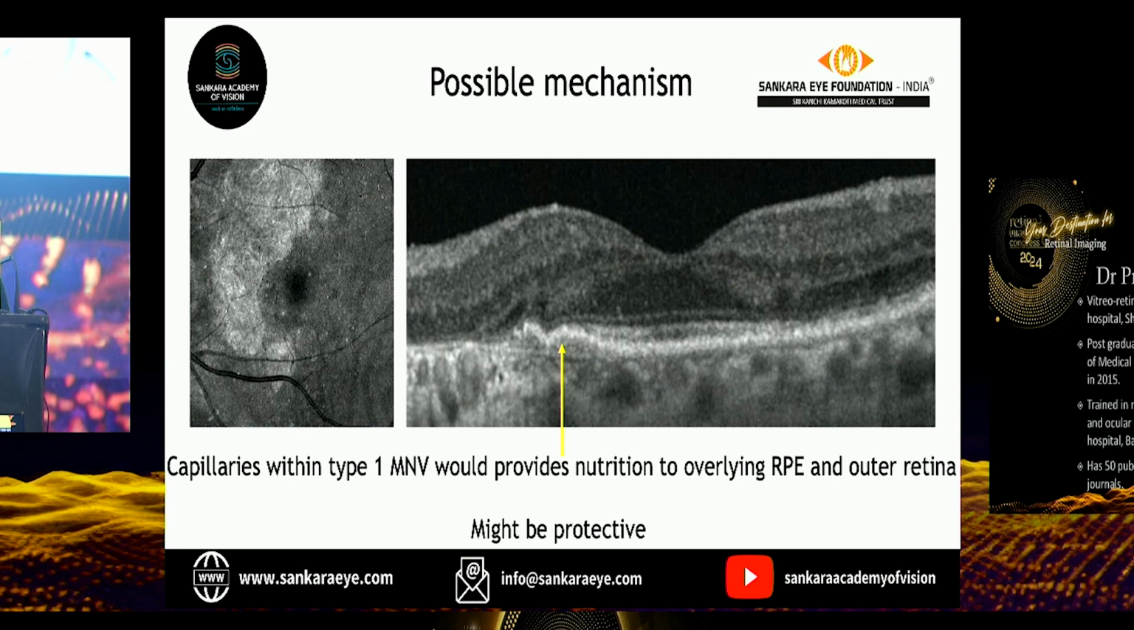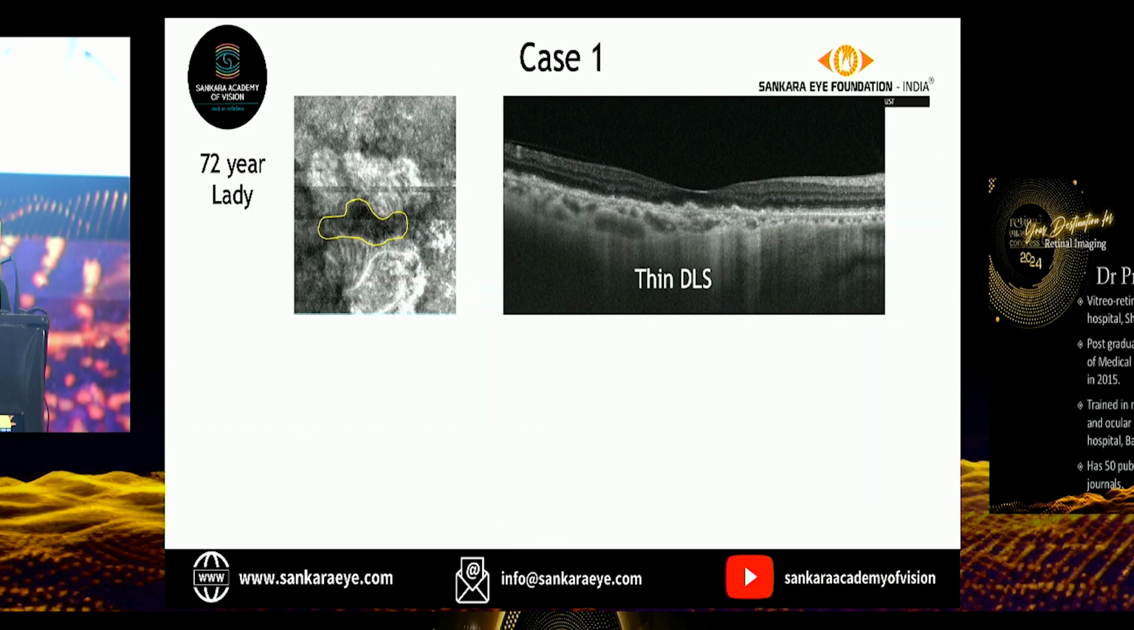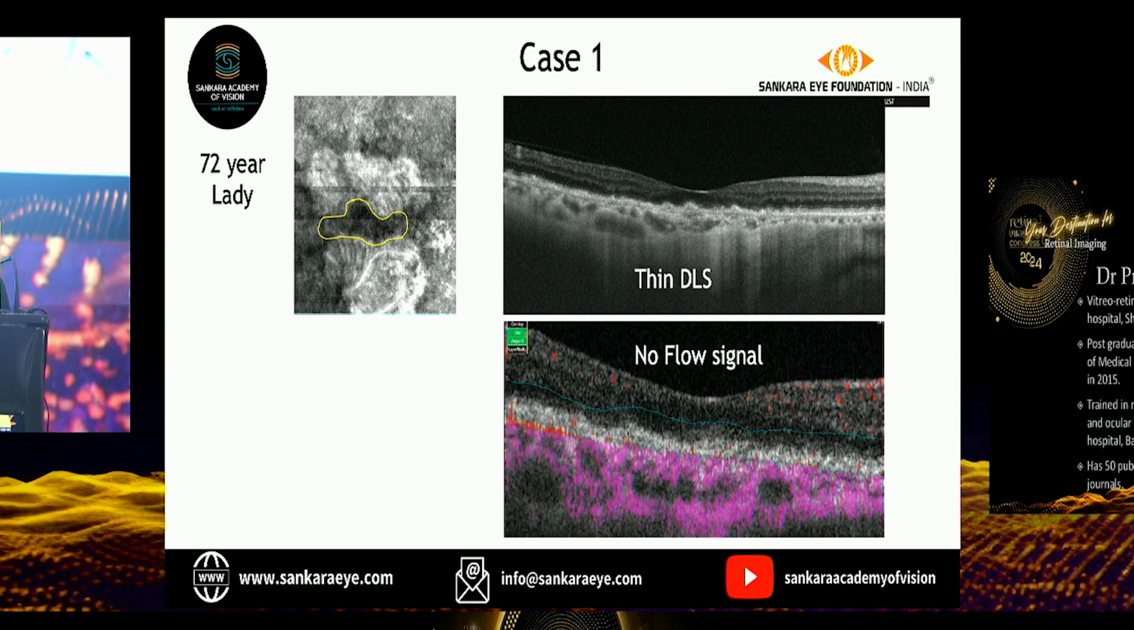So, let's look at an example. It's a 72-year-old lady with foveal sparing geographic atrophy at presentation. There is possibly a thin DLS, which is mainly due to the accumulation of basal laminar deposits. On OCTA, we can see that there is no evidence of flow signal, so this is not a quiescent MNV. This is a thin DLS, which is mainly an accumulation of basal laminar deposit.